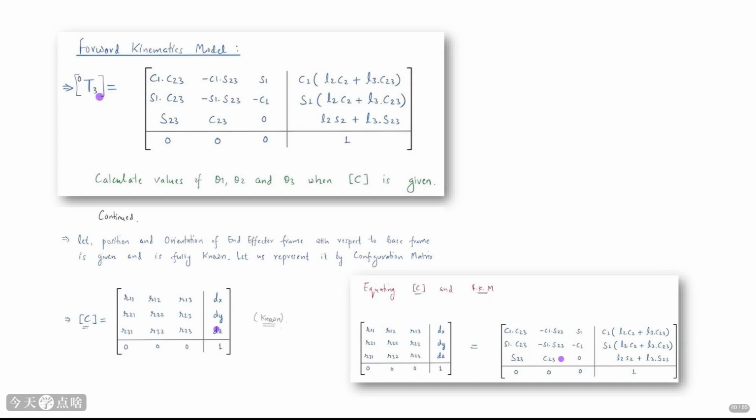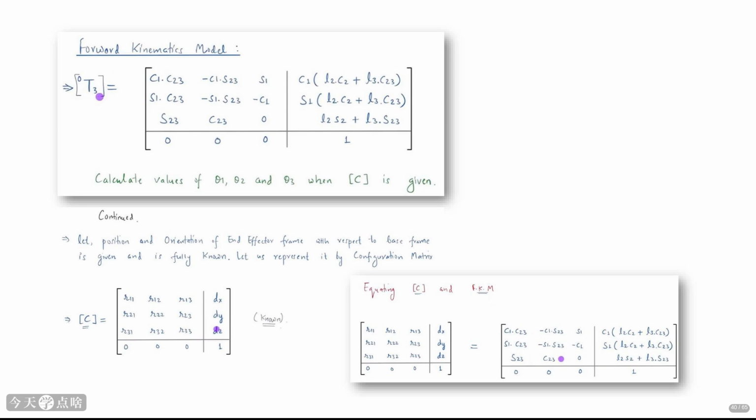The forward kinematics model for the 3-DOF arm involves calculating the transformation matrix from the base frame to the end effector frame. This matrix depends on the joint angles θ1, θ2, and θ3. The diagram shows the structure of the transformation matrix. The top left 3x3 part is the rotation matrix, and the top right 3x1 column is the translation vector. The elements of the matrix involve cosine and sine terms of the joint angles and the link lengths L2 and L3. The bottom row is 0, 0, 0, 1.